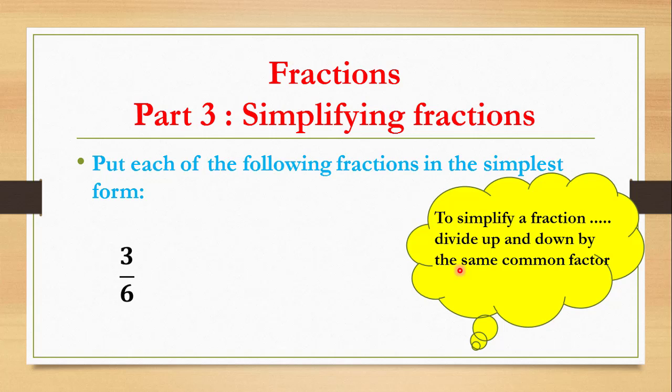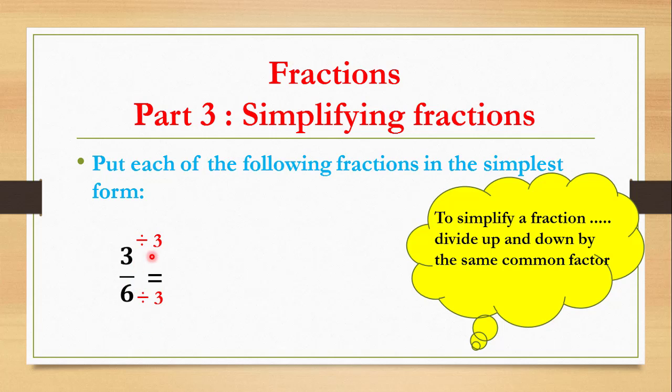I want to think about a common factor between 3 and 6. 3 and 6 are found in the results of timetable 3, so I can divide by 3. Okay, so the first step, I want to divide up and down by 3: 3 divided by 3 and 6 divided by 3.